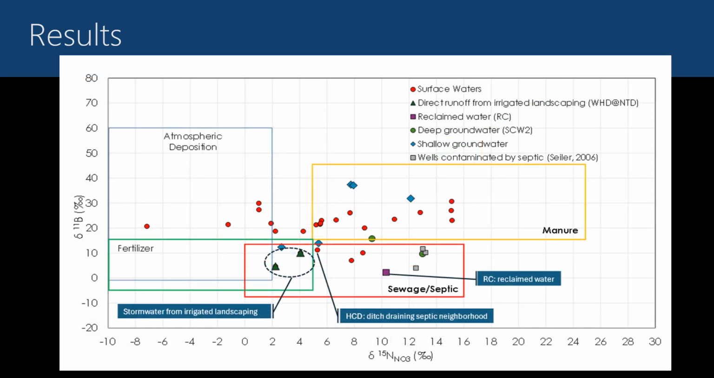So the addition of boron isotopes, or boron 11, helps tease out some of these sources. What you see here now is that those end members are separated when we compare the boron 11 values to the N15 isotope values of nitrate.